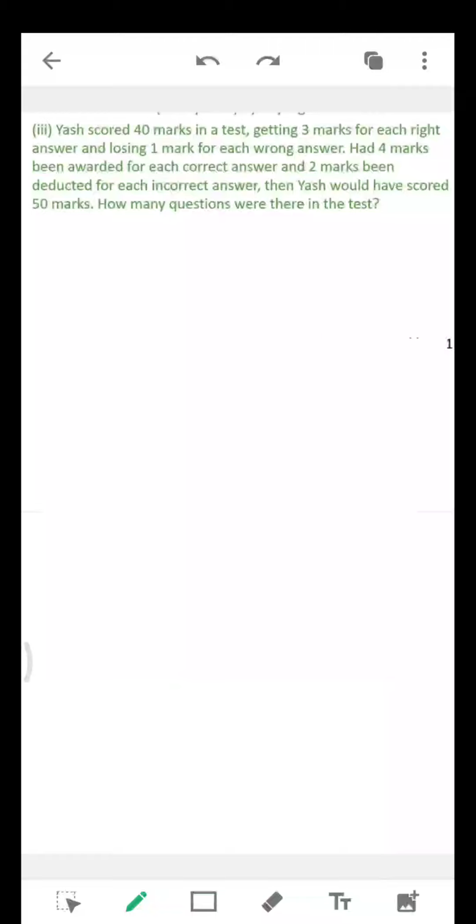Yash scored 40 marks in a test, getting 3 marks for each right answer and losing 1 mark for each wrong answer. For the right answer he is getting 3 marks, and for the wrong answer he is losing 1 mark. So let's see how to begin this question. Let the number of right answers be x and the number of wrong answers be y, because we have to find how many questions were there in the test.